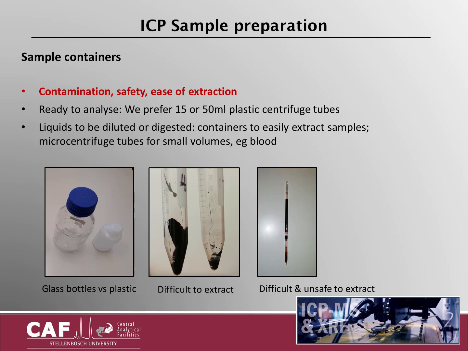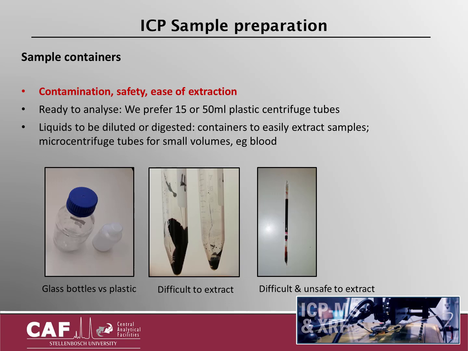We prefer samples to be sent in 50 or 15 ml plastic centrifuge tubes, as it easily fits on our autosampler racks for samples that don't require any further processing. When you send samples in bottles, it takes us additional time to pour it out of the bottle into a tube, so best to just send it in a 15 or 50 ml centrifuge tube already.